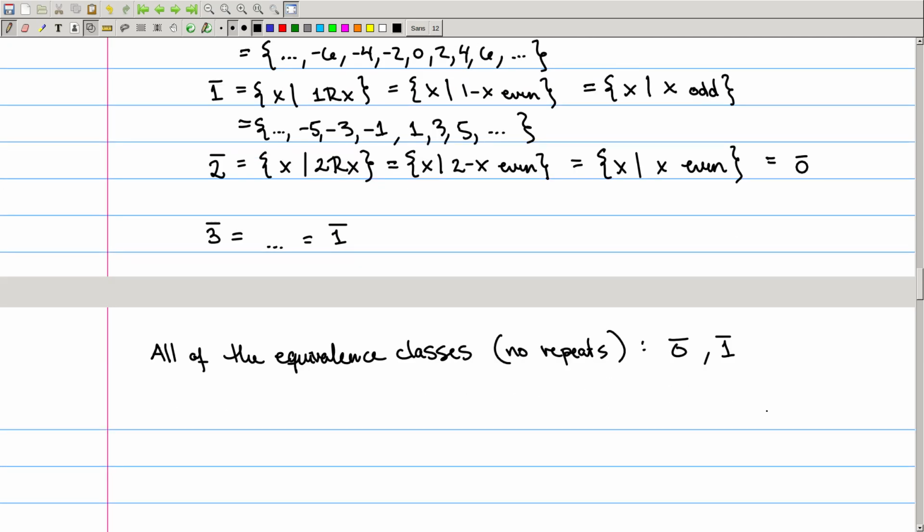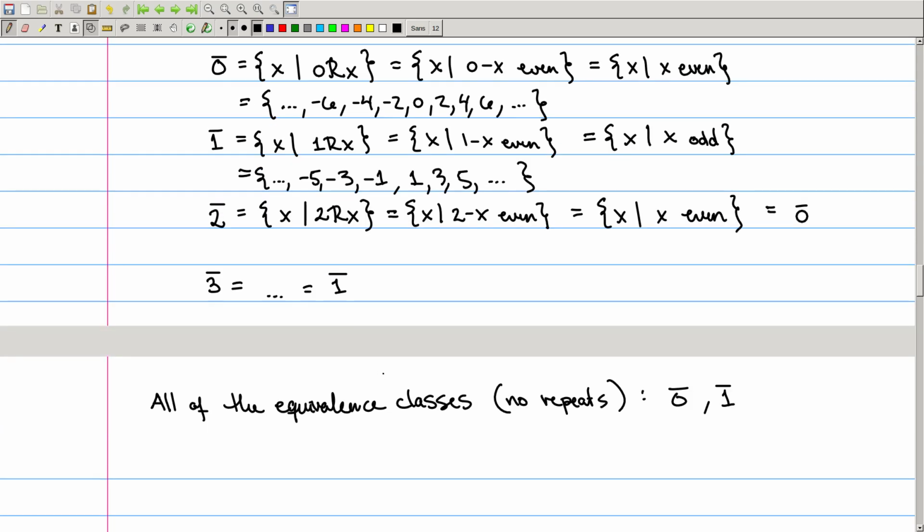And I claim that these form a partition of the set of integers, and of course they do. What they're doing is partitioning the integers into the even integers and the odd integers. And their intersection is trivial, of course, because an integer can't be both even and odd. So their intersection is empty. And their union, well, each integer has to be either even or odd, so their union is the whole thing. So we've got a partition, just like we thought we would.